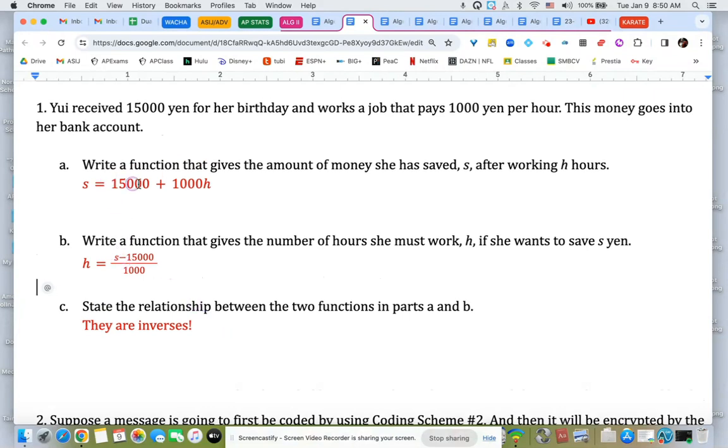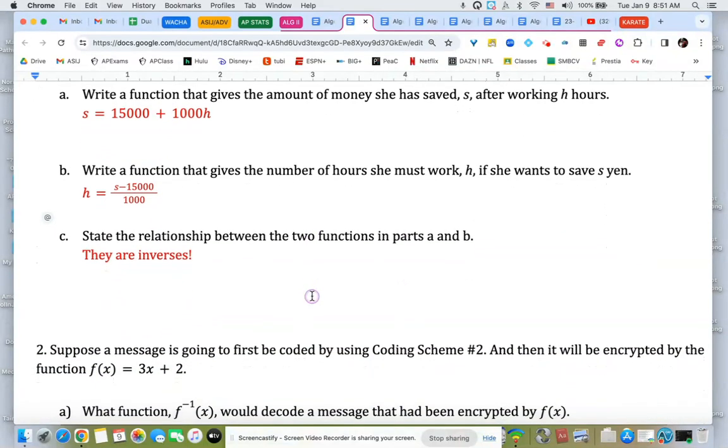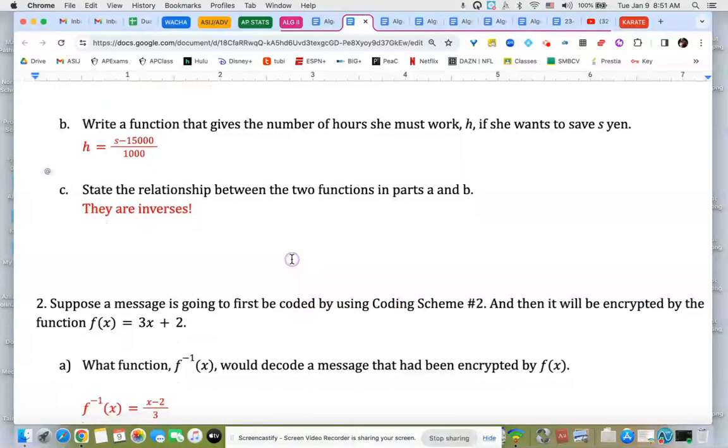For any particular input of H, I'm only going to get one S, and vice versa. For any particular salary I put in or savings I put in, there's only going to be one number for the number of hours that you're going to get out of it. There's not going to be two different numbers. This is a linear equation, so is this one. And linear equations are always going to be functions, right? No matter if they go up or down or whatever, they're always going to be functions. So they're inverses of each other, and the inverse is a function.